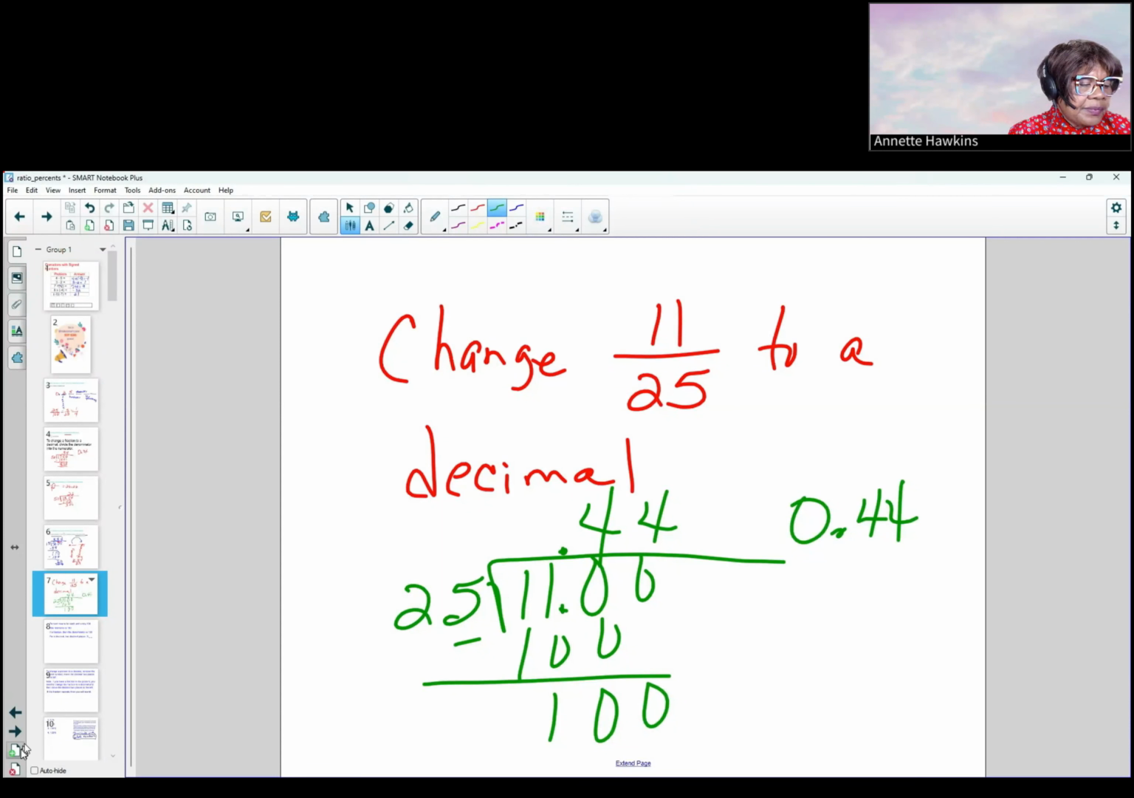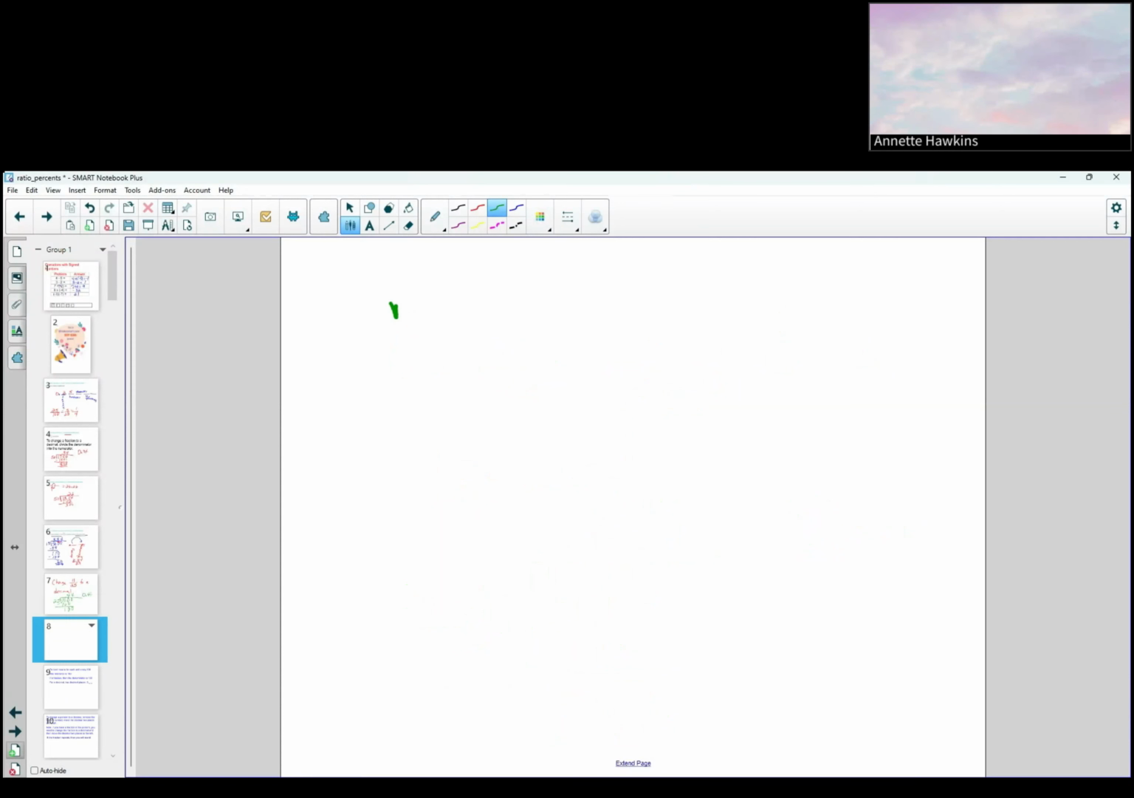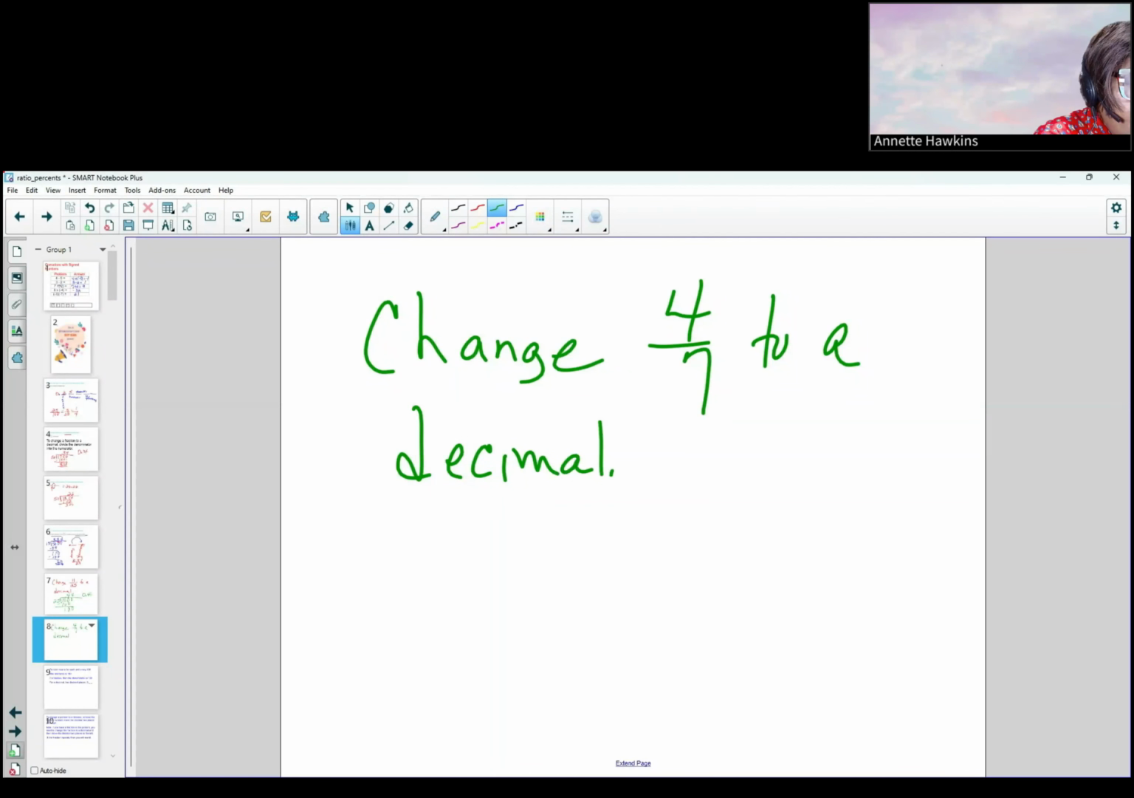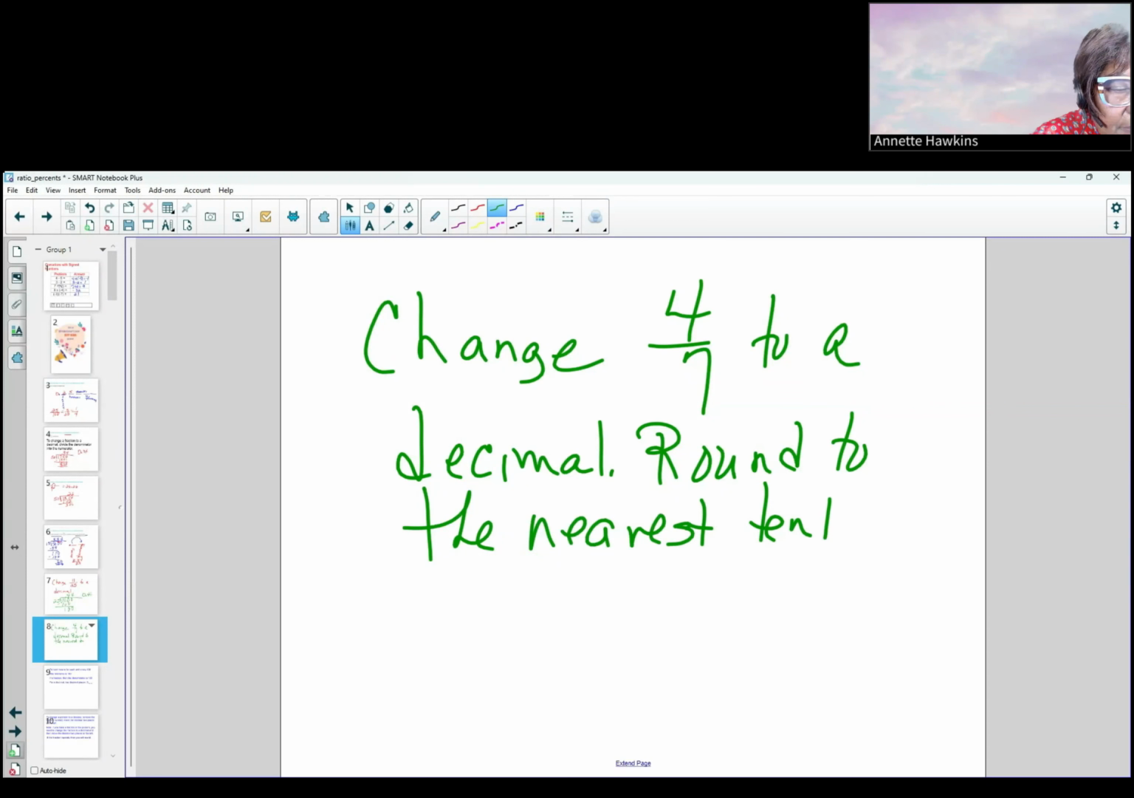Let's try this one. Change 4/7 to a decimal, round to the nearest tenth. Okay. And you can use your calculator with this. Unless if you have a calculator, you can use it with this one. So I'll give you a minute to get started, and then I'll use a calculator and show you how that looks.